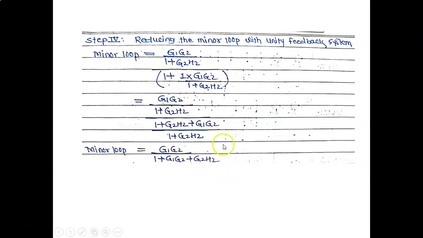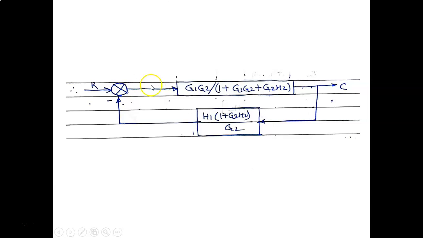Now, this is the block. This is the value of the block that we will add: G1G2 divided by 1 plus G1G2 plus G2H2. Now, this summing point, this block and this block, H1 into 1 plus G2H2 divided by G2, this forms again a feedback loop, a minor feedback loop.